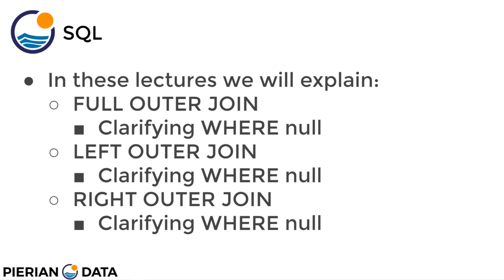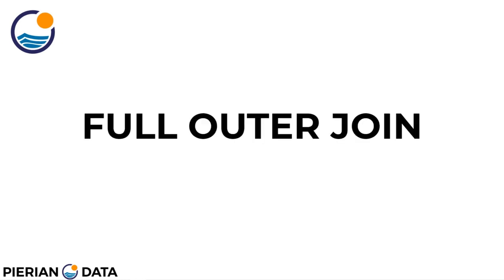Once you understand that, we'll just quickly go over right outer join, since it's essentially the reverse of a left outer join. And if you understand a left outer join, you pretty much already understand a right outer join. It's just the opposite. But let's not get too carried away. Let's begin with the full outer join. So let's start with the full outer join.